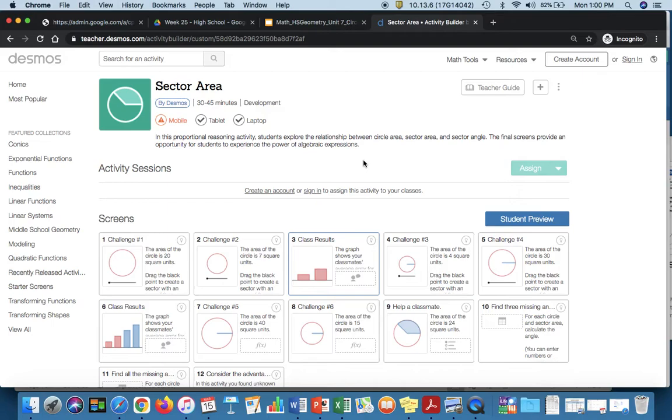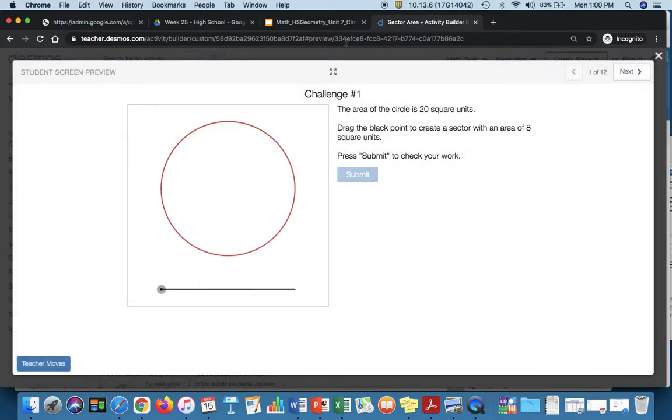So, getting right into it, the first slide gives students the fact that the area of a circle is 20 square units in this given diagram, and then it would ask students to drag the black point to create an area with 8 units. So they're getting an idea of what the area of a sector is just by playing around with it.